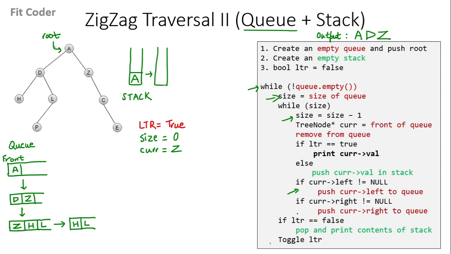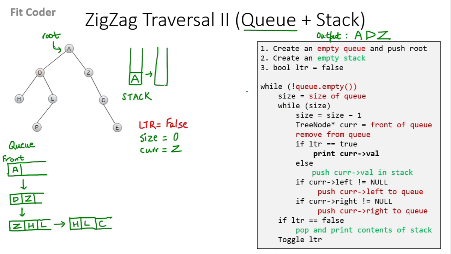So we do not do anything. Then we check the right of Z. So right of Z is C. So we push C in the Q. Then we again check this while condition. So size is now 0. We come out of the while loop. So this if condition is false. And then we toggle the value of LTR. So LTR will now be false.